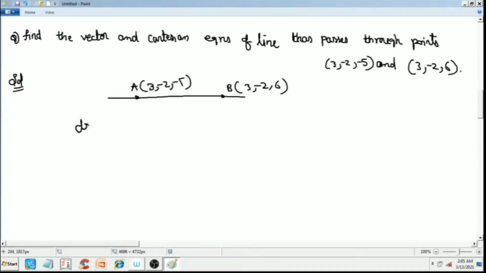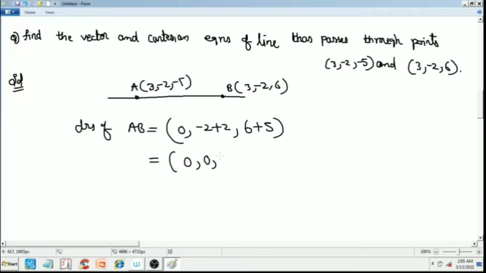Now DRs of AB is equal to x2 minus x1: 3 minus 3 is 0. y2 minus y1: minus 2 plus 2 is 0. z2 minus z1: 6 minus of minus 5, plus 5, is 11. So from here the DRs of AB are 0, 0, 11. We have one DRs and one point. Consider the first point as (3, -2, -5).